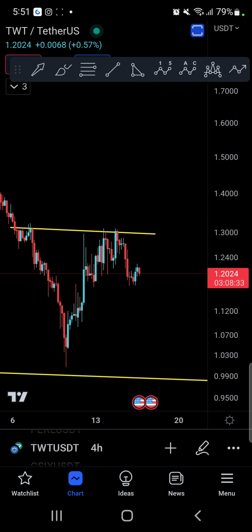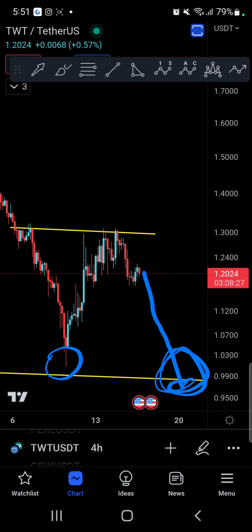I would much rather wait for this one last leg drop down here, because a lot of people have their stop losses set down there. So I think coming down and touching this 0.96 area is going to be a very good entry opportunity.